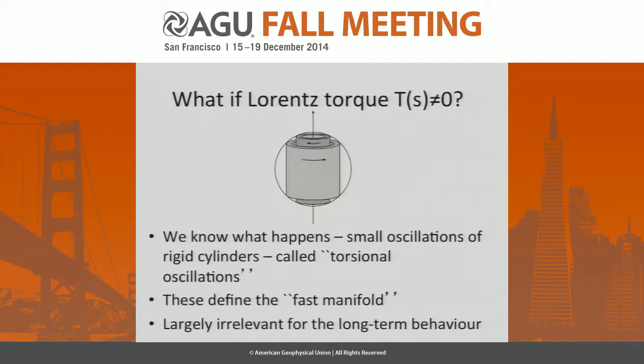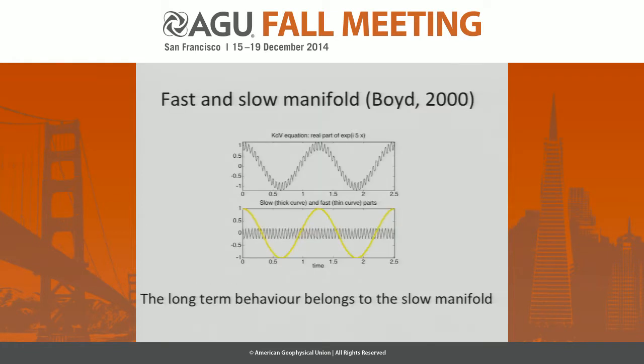Now, what if the Taylor constraint is not obeyed at all times? Well, we're going to get small oscillations, torsional oscillations, and in the words of Boyd, these define the fast manifold, and we think they're largely irrelevant for long-term behavior. They're not in Taylor's prescription. So anyone who knows this book, I really recommend it.